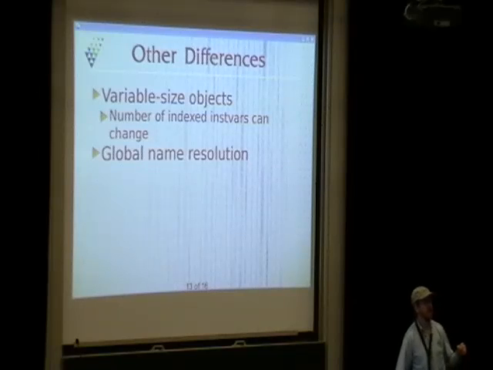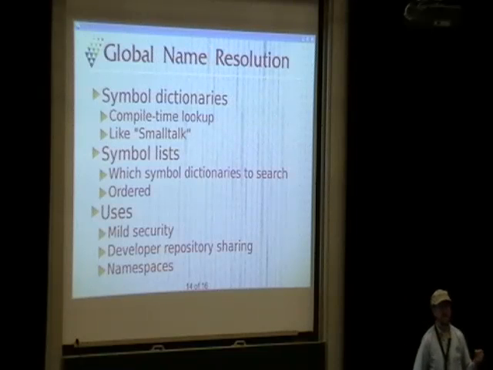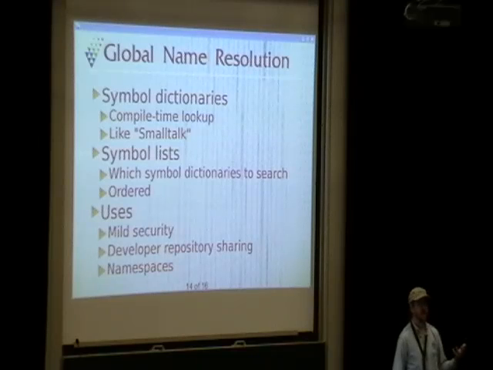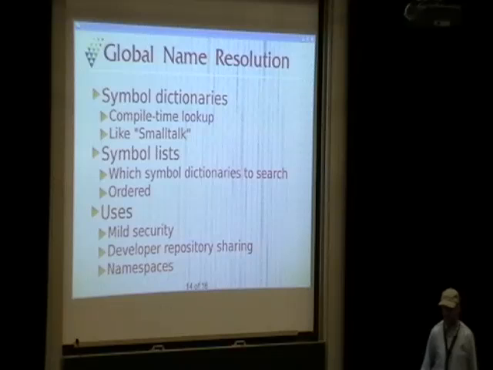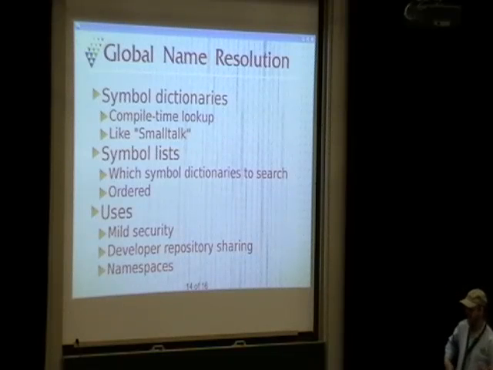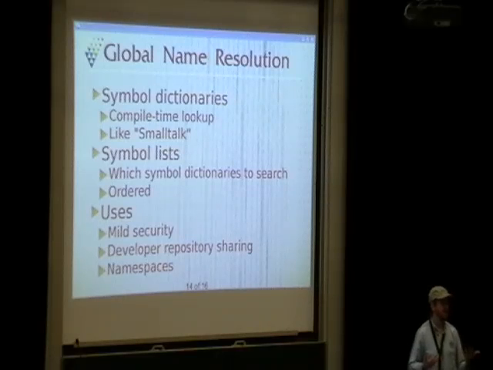And another difference is the way that Gemstone does global name resolution. For instance, in Squeak, when you're compiling code and you've got global names, the names of global variables in your method source code, it looks that name up in the Smalltalk system dictionary. And if it finds it, there's the binding. If it doesn't find it, it's not defined, and you get an error. Well, in Gemstone, it's a little more complicated than that. There are multiple system dictionaries, each one of which is similar to that Smalltalk dictionary in Squeak. But there is more than one of them.